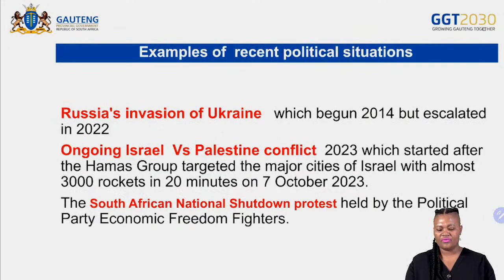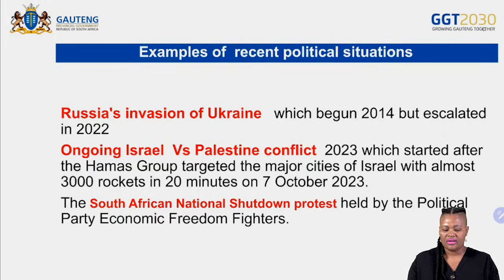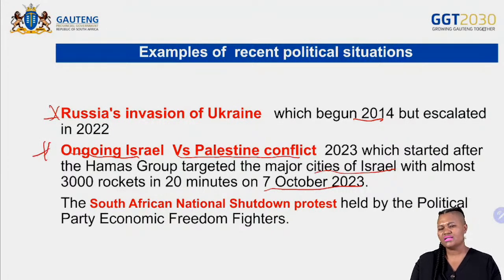Okay, over here we've got the examples of recent political situations. You can see here we've got Russia's invasion of Ukraine, which initially began in 2014 but escalated in 2022. Then you've got the ongoing Israel versus Palestine conflict, which took place in 2023, which started after the Hamas group targeted major cities of Israel with almost 3,000 rockets in 20 minutes on 7 October 2023. So these are just examples. You would be able to see as you're reading this that this has got to do with political situations or the government of a country and the citizens being unhappy.